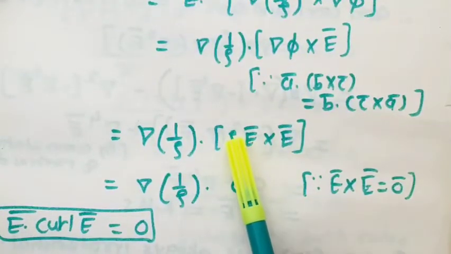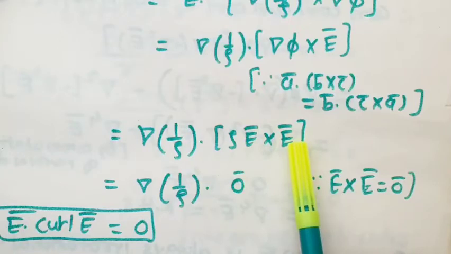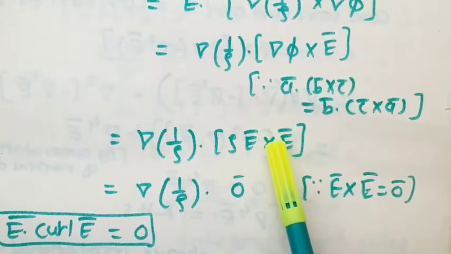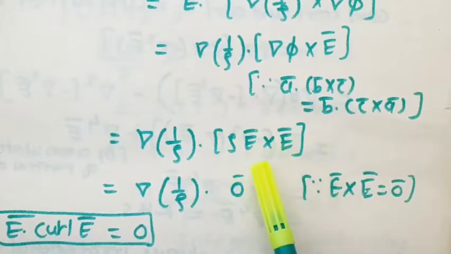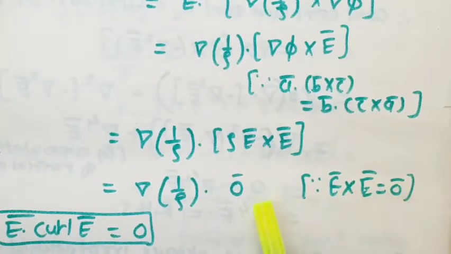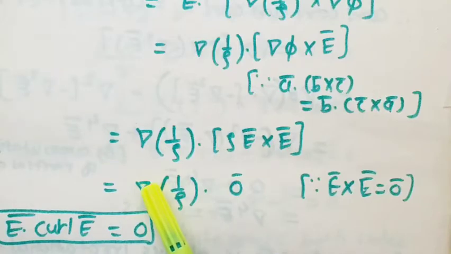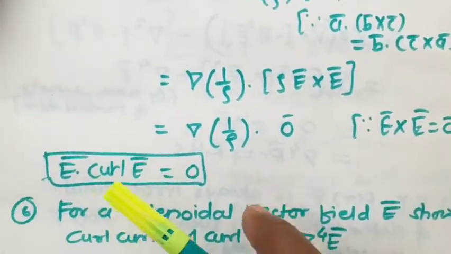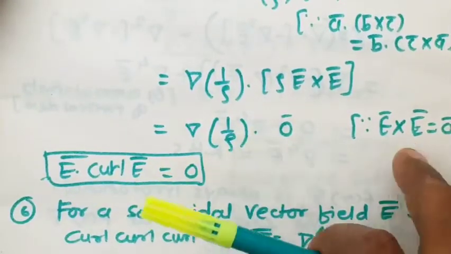Now again, rho is a scalar quantity. E bar is a vector. And the cross product of two identical vectors is 0 bar, that we know. That is E bar cross E bar is 0 bar. Now this is vector del of 1 by rho dot 0 bar. So dot product of any vector with 0 vector will be 0. So finally we'll have E bar dot curl of E bar is 0.